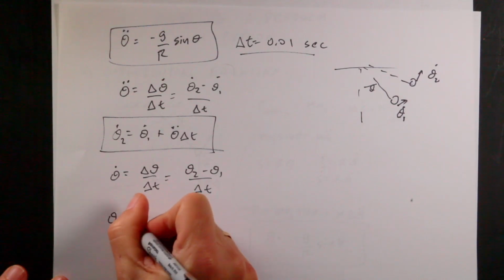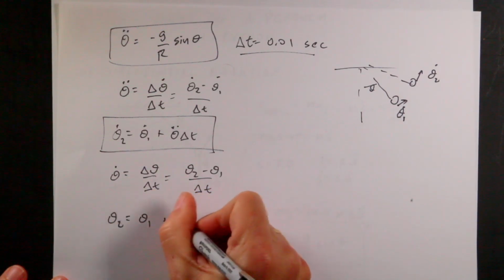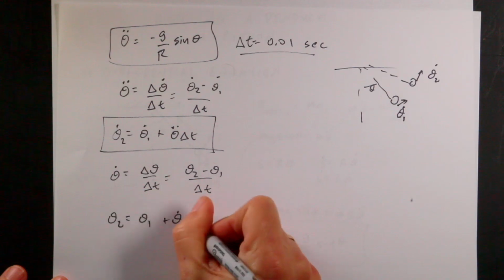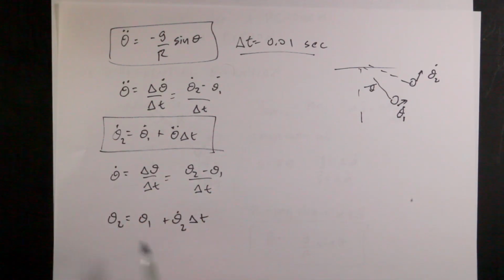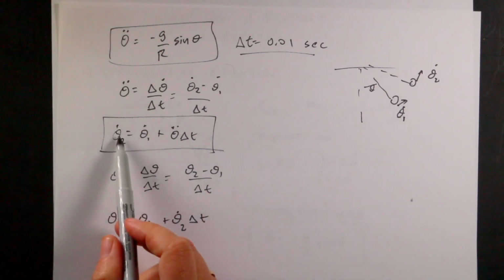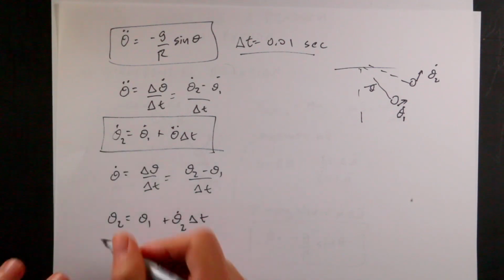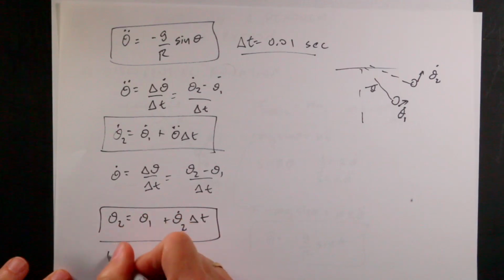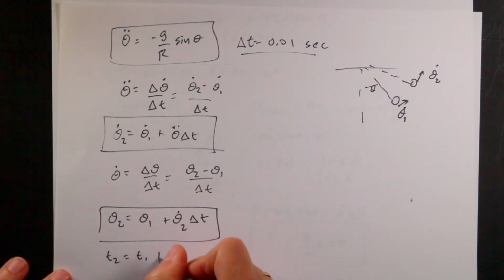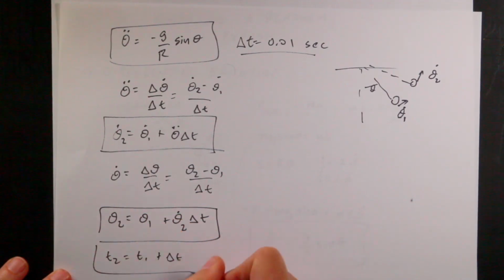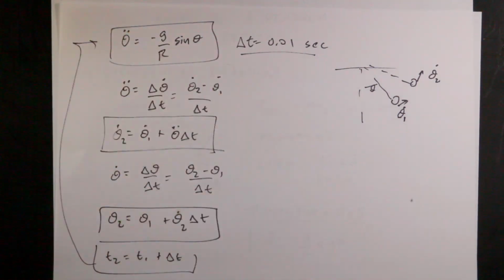I'm going to say theta 2 equals theta 1 plus theta 2 dot delta t. And I know I didn't have a 2 right there, but since I just updated theta dot, I'm going to use the theta dot that I just calculated. t2 equals t1 plus delta t. Update time. And then just go back up and do it all again. Okay, so this is the Euler method of a numerical calculation.